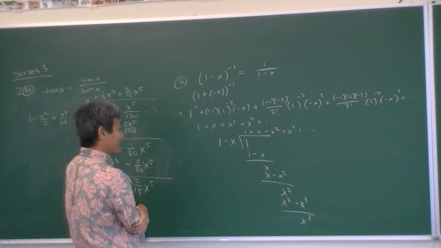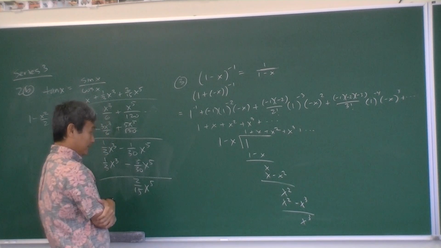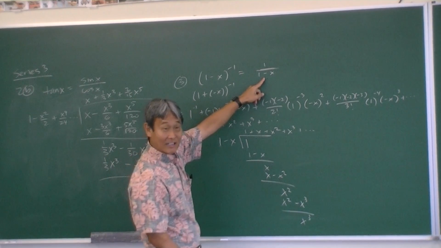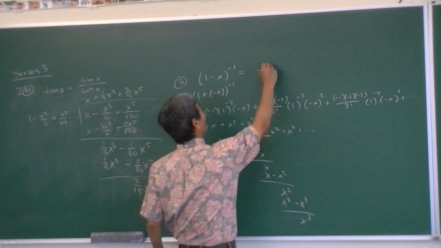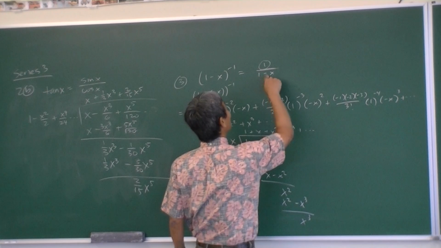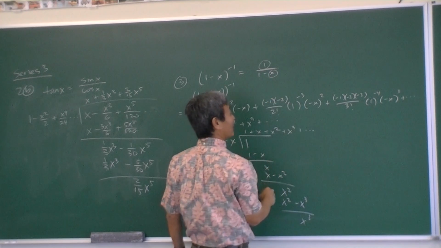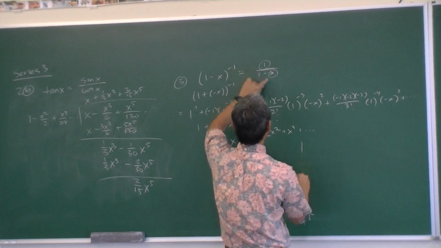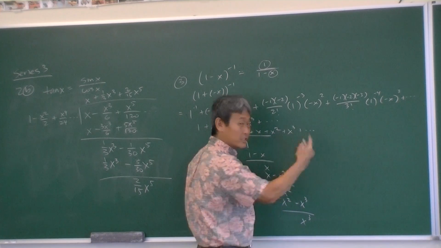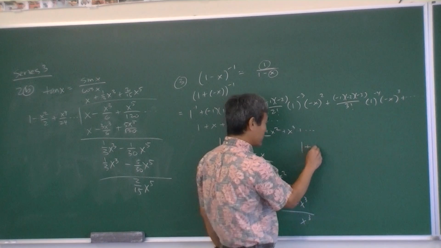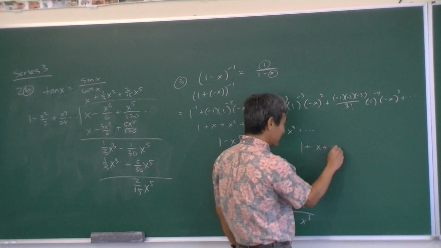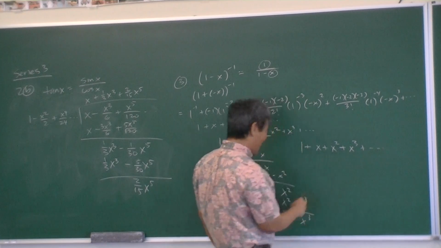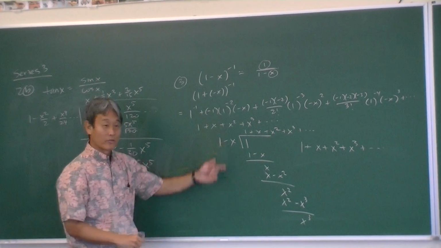What's the sum of an infinite geometric series? First term over 1 minus r. That kind of looks like it. First term over 1 minus r. So what's the first term? What's the common ratio? That means you just keep multiplying by x. Multiply by x. Multiply by x. Multiply by x. Multiply by x. Yeah, that's the same answer. So I showed you 3 different ways to do it.